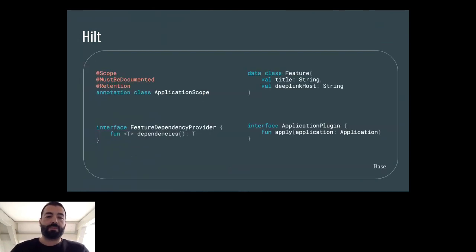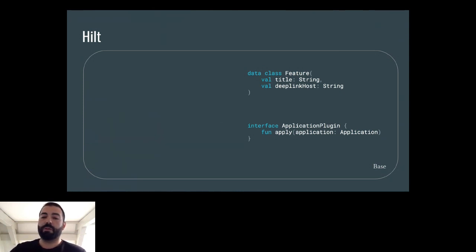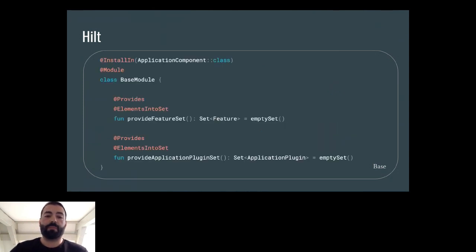Right, so this was the abstraction, scopes, and everything that we introduced on base. For Anvil and Hilt, we don't need the scope because it's there. We don't need the abstraction of feature dependency provider because, as I mentioned, it's going to be handled by the setup itself. You don't need to worry about it. I'm going to keep the feature data class and application plugin for the sake of comparison on the same implementation. The base module is almost the same, just a tiny difference of the InstallIn annotation.